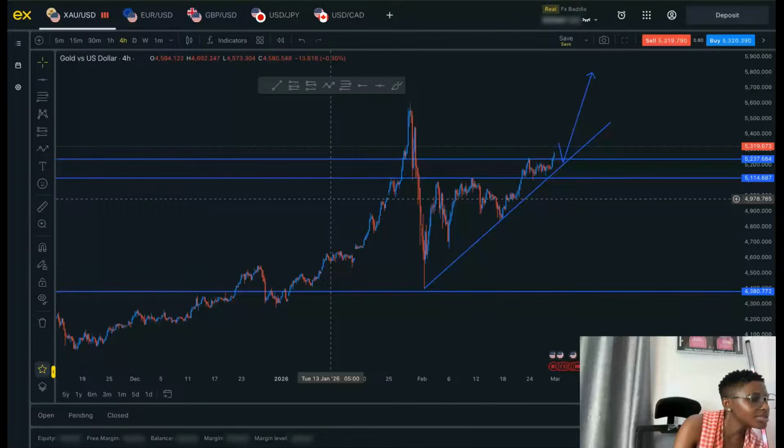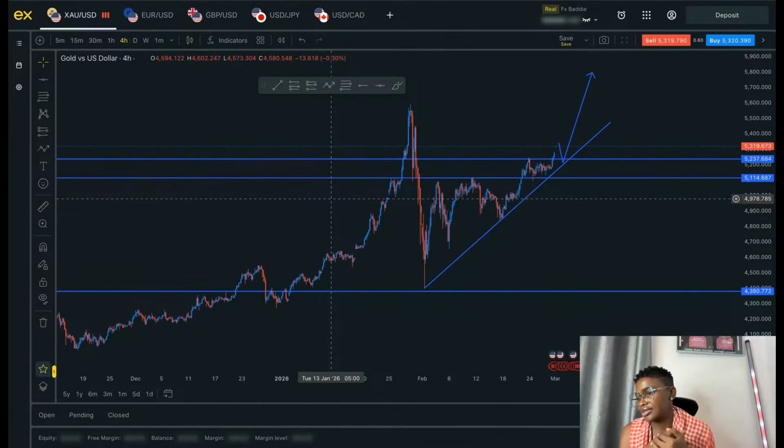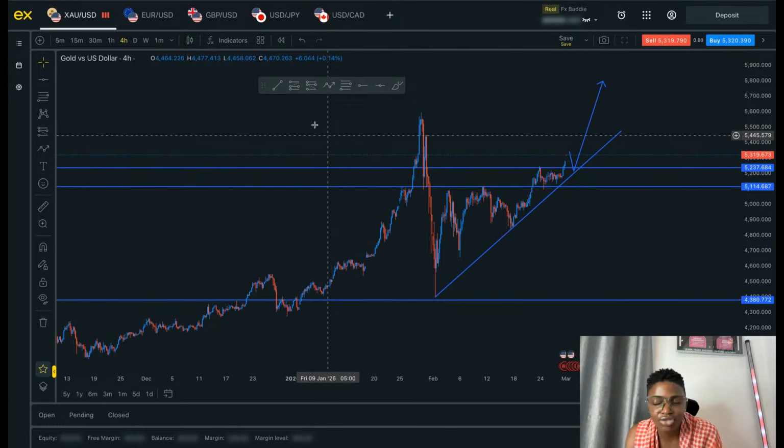Didn't do anything till gold reaches 5,450. Yes, as of now, any sensible person should just be waiting to see how price reacts, because it's very delicate. If you just put your money in, don't come and cry that God has taken your money, because I am a risk management trader. Protect your capital at all costs.